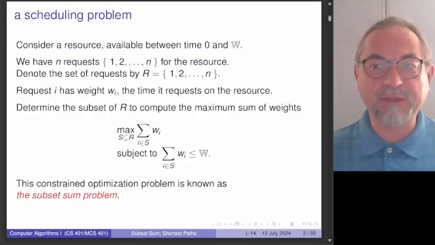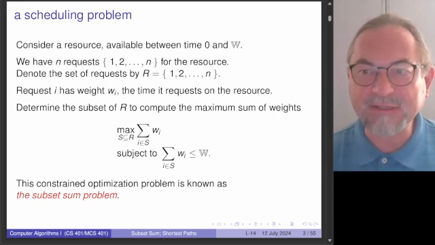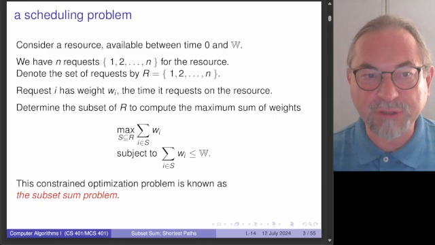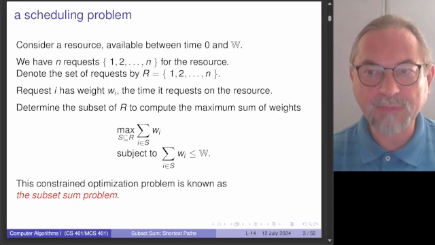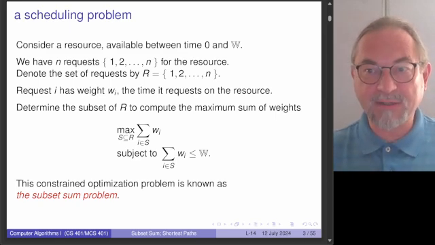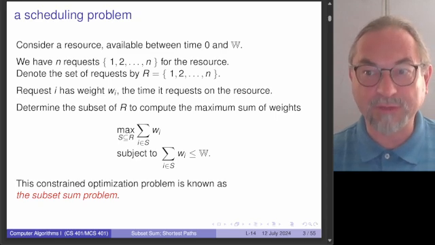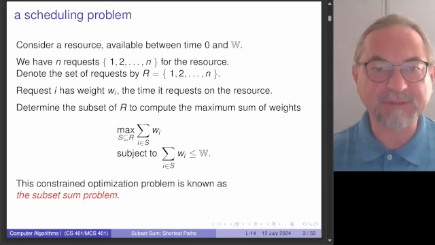Okay, so what do we consider? We have one resource, and that resource is available in a time interval, 0 and the big W. We have a number of requests for this resource, and every request has a weight. So we don't really care when the requests are scheduled, but they all have a duration, a weight, the time that the resource will need to finish that request.